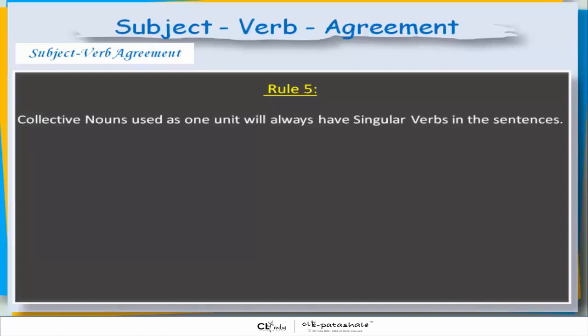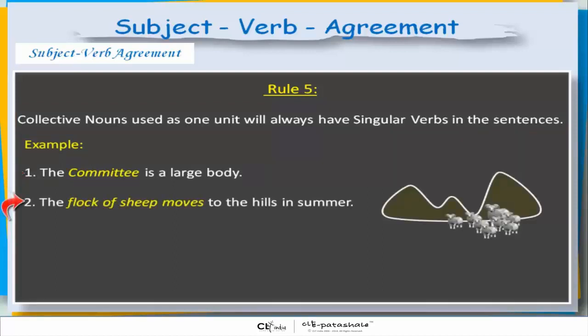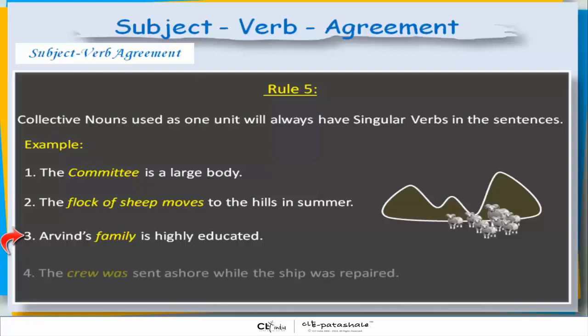Rule 5 says collective nouns used as one unit will always have singular verbs in sentences. For example, the committee is a large body. The flock of sheep moves to the hills in summer. Arvind's family is highly educated. The crew was sent ashore while the ship was repaired.